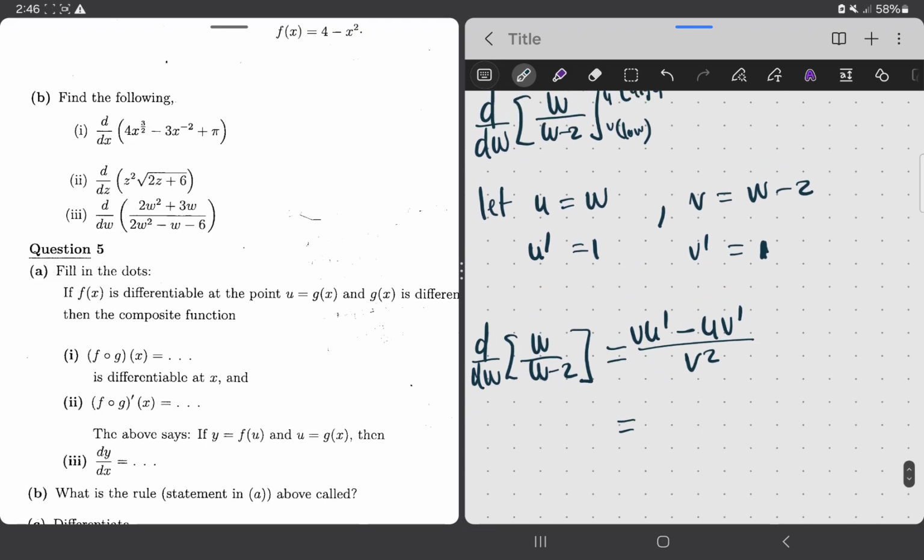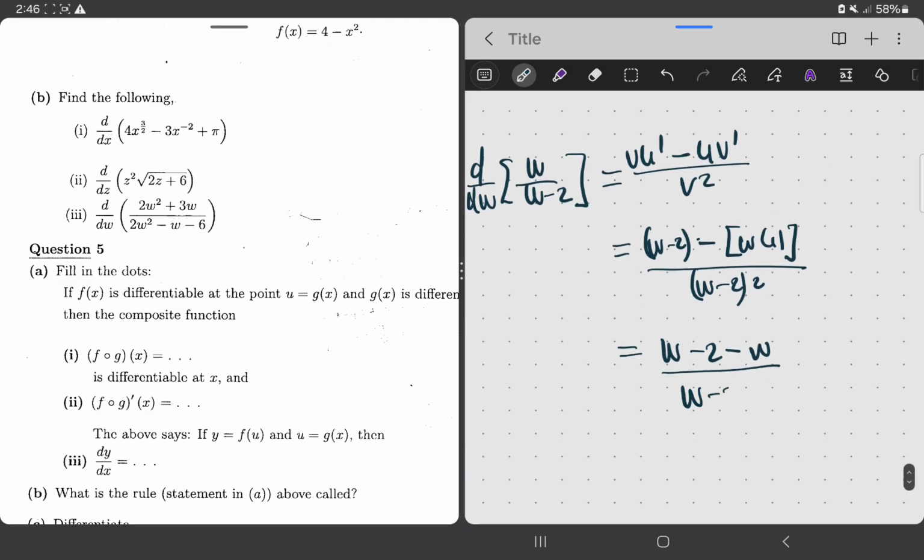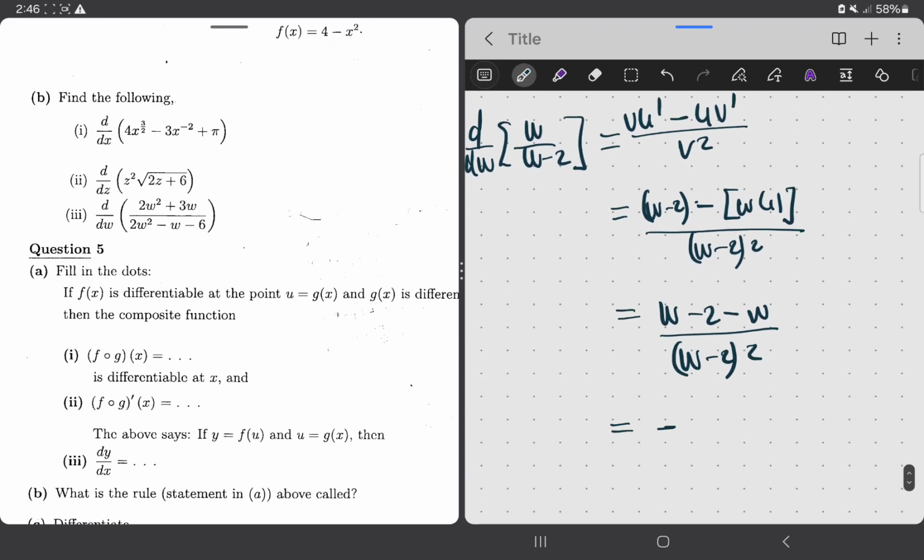So what is the low, what is v? w minus 2. Derivative of the high, 1. Minus high, we put a bracket, high, which is going to be w, multiplying d low, 1. All over square the bottom, which is v, w minus 2 all squared. So we'll get w minus 2. Then w times 1 is just w, so it's minus w here. And it's over (w minus 2) squared, which is just going to be, because w and minus w cancel, you remain with negative 2 over (w minus 2) squared. Here is your derivative. If you do it the other way, look how nice and easy and smooth it is. This is going to be your final solution, and you would be done.